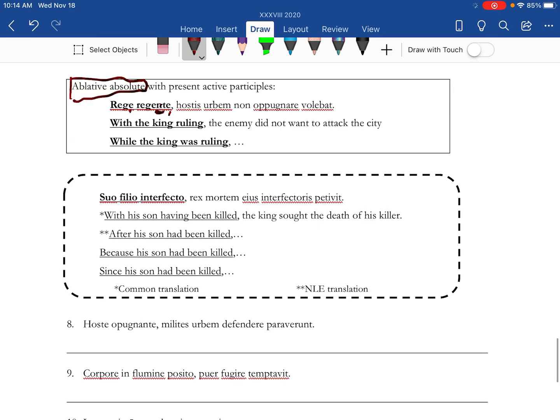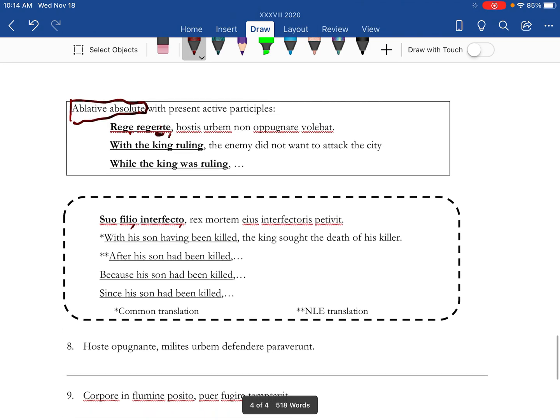For the perfect passive participle, same deal. It's ablative, so translate it with a perfect passive participle having been blanked. So in this instance, with his son having been killed. Now, you see several other translations. A common translation is after the blank has been blanked or after the blank had been blanked or because or since. But these are going to be the most common ones.